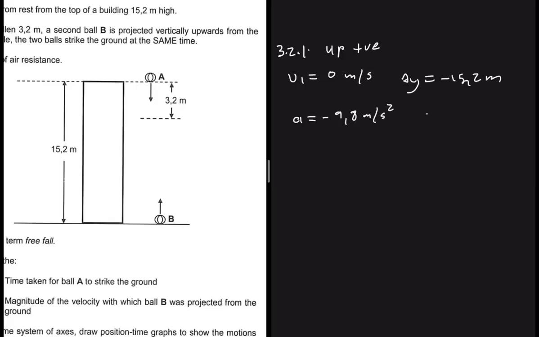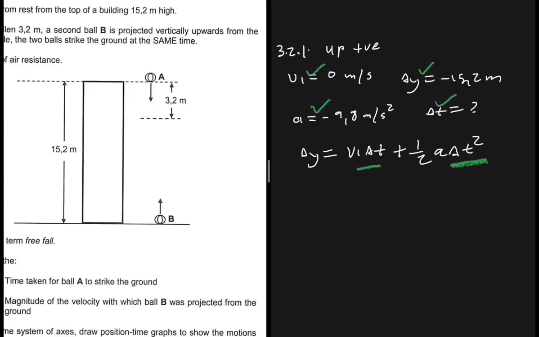And what are we looking for? We're looking for the time it takes the ball to strike the ground. Right, so based on the variables we have, VI, acceleration, delta Y, and the time that we're looking for, it's easy to see now that delta Y is equal to VI delta T plus a half A delta T squared. Right, initially I didn't want to use this formula because of delta T squared and delta T. I'm going to have to solve this by factorizing, right? But then I realized that VI is equal to 0. So this term here is going to give me 0. I'm not going to have so many issues, right?